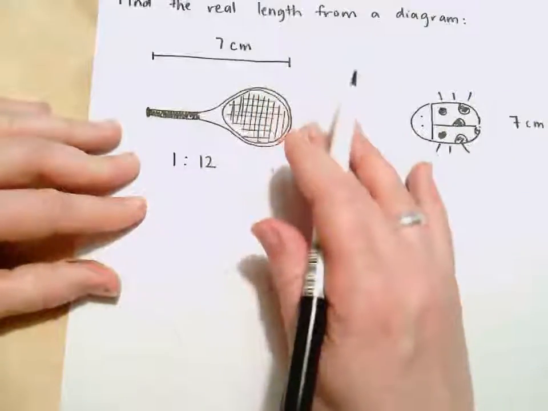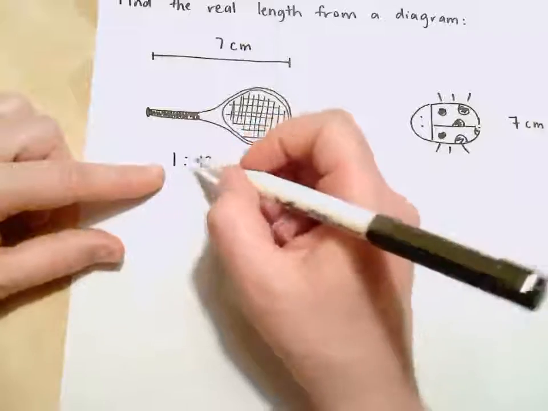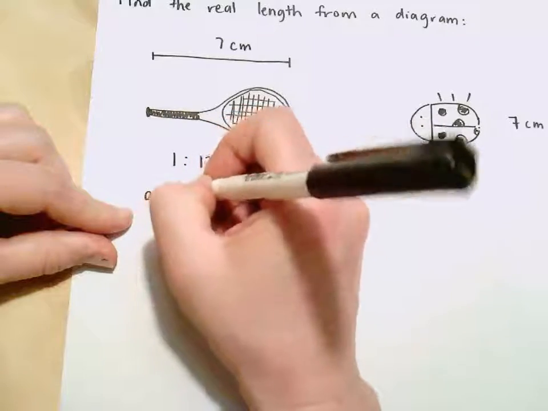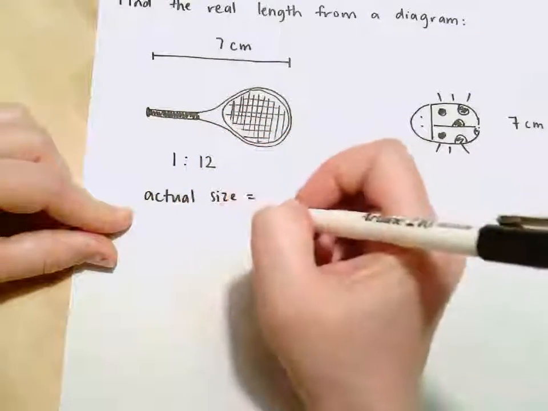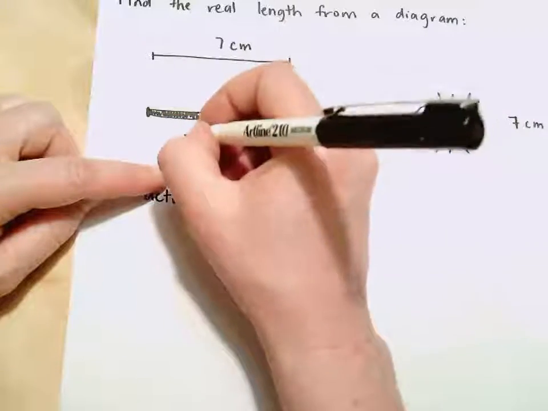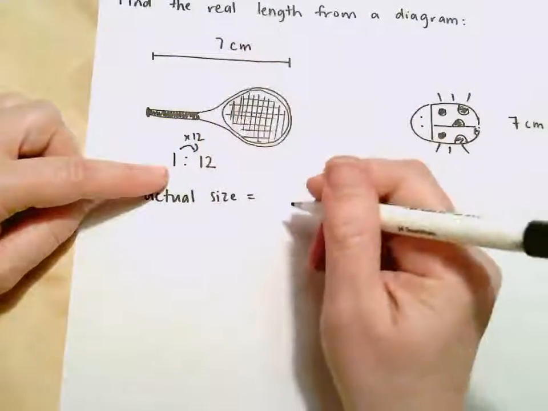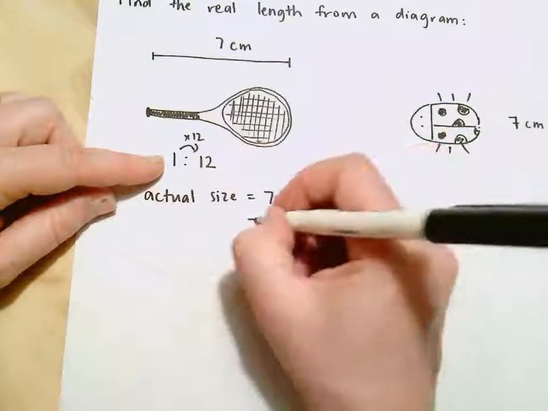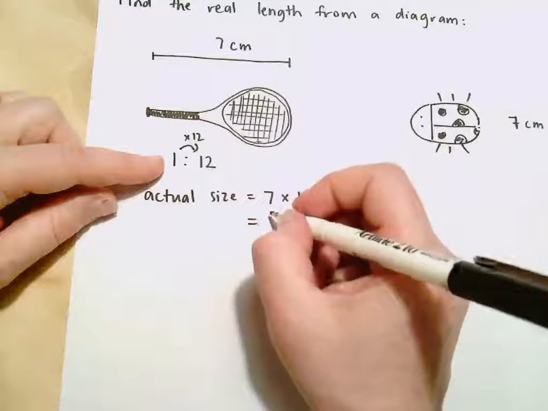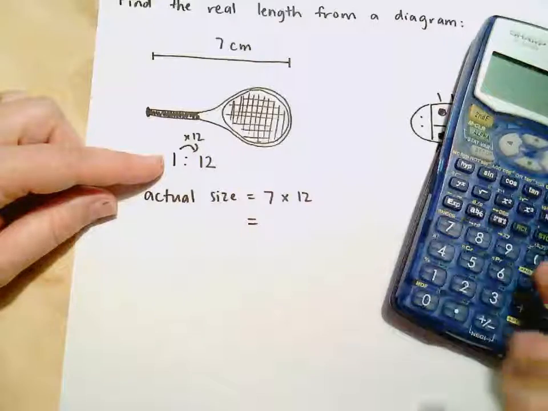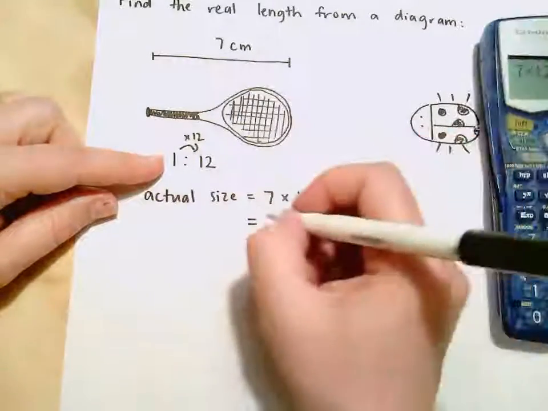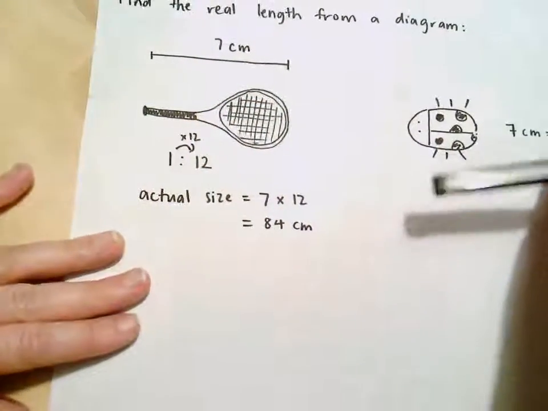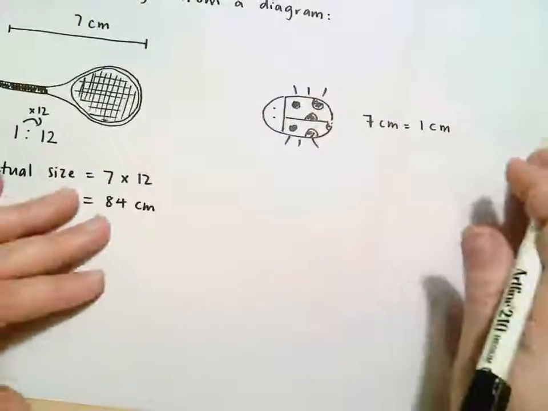So if I know this diagram is 7 centimetres long, but I know in actual fact that the ratio is 1 is to 12, then I need to work out the actual size of the tennis racket. Since this is 12 times bigger, that's what I'm going to multiply my 7 by. That's the scale factor from our last video. So this is going to be 7 times 12, and you can do it in your calculator if you want, but hopefully you know your times tables, it just gives you 84. This is 84 centimetres.